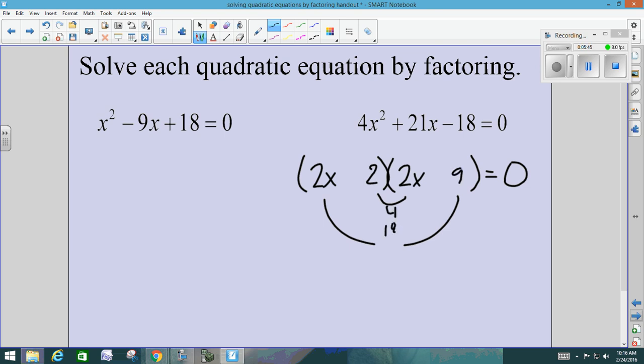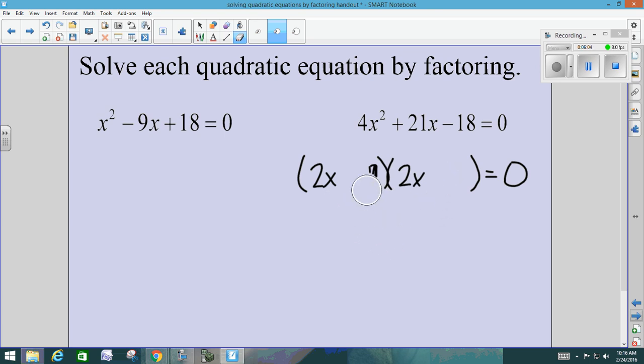4 and 18. Close. 1 and 18? That'd give me 2 and 36. Okay. Super close. So we tried all the factors of 18. What should I fix? The 2 and 2. Let's try 4 and 1 now. With 2 and 2, none of those combinations work, so we're going to go back and change it to 4 and 1.